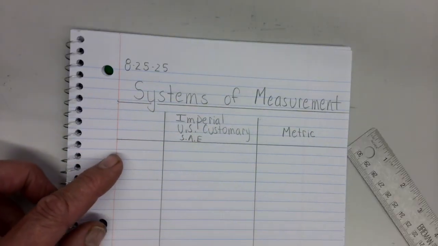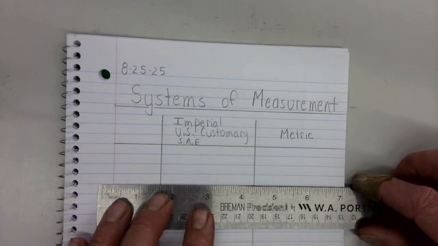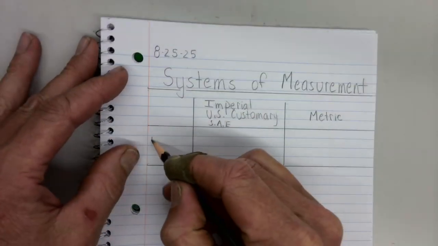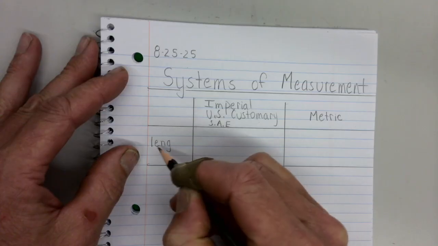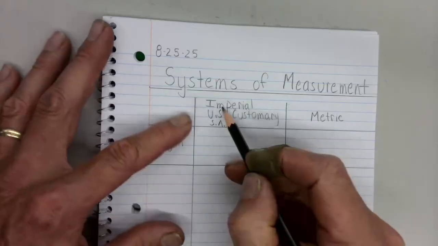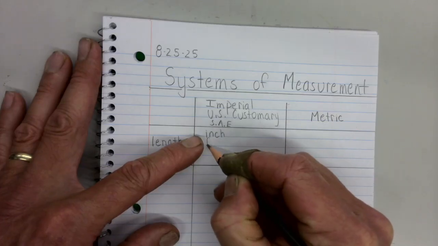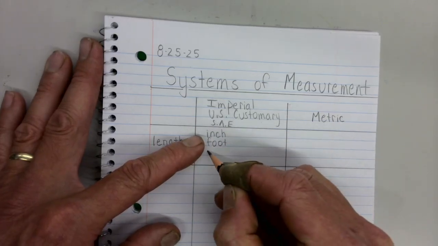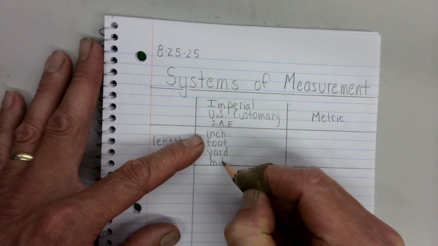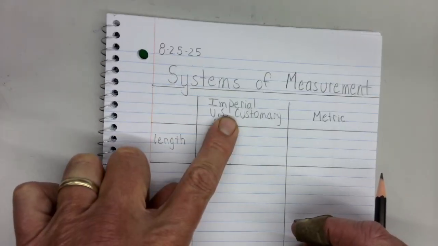So the first thing that we're going to talk about is we're going to need 4 empty spaces. So go ahead and give yourself a line over. We're going to talk about length. And when we're talking about the imperial system, our smallest unit is the inch. And then we have the foot, followed by the yard, followed by the mile. Those are the ways that we define the length of something with our imperial system.